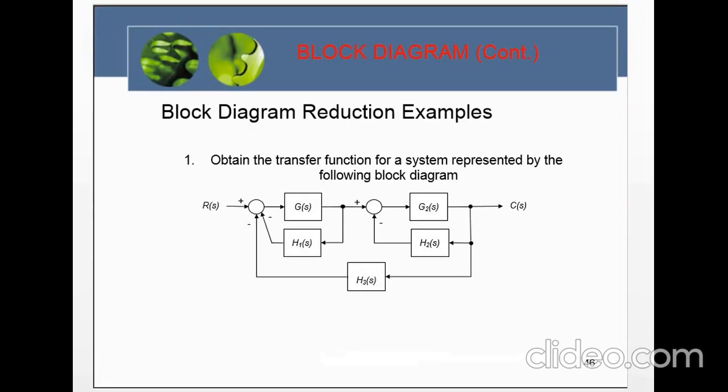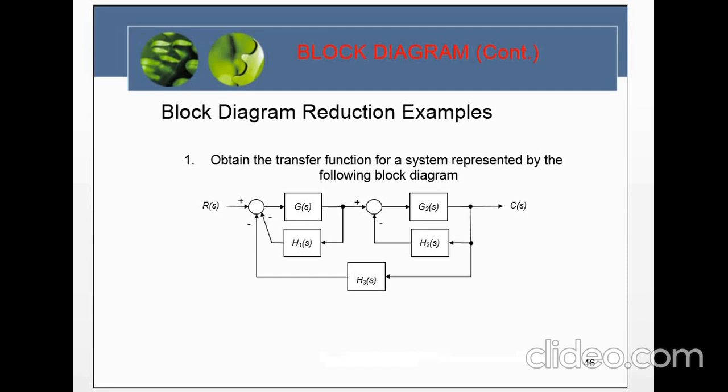Now we apply the concept that we have studied previously on how to reduce the block diagram. It is an example block diagram that consists of 3 loops. There is the first loop, the second loop, and the third loop. That is the feedback for loop 1, then loop 2, and loop 3. And now the first step is to make each of the loops independent.